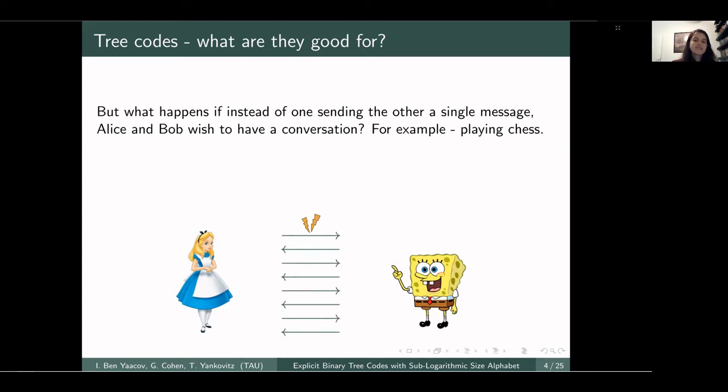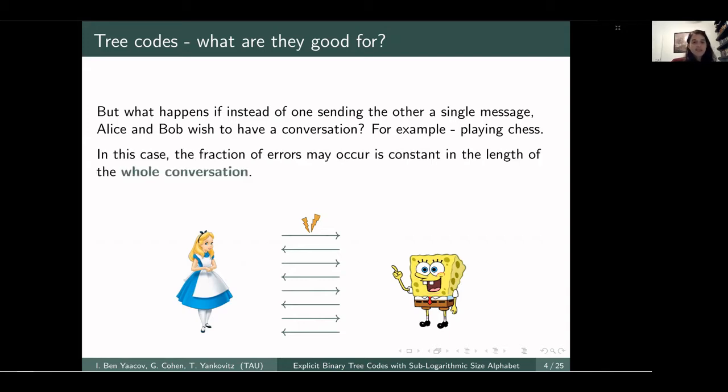Here we consider a different setting. What if, instead of sending a single message, the two parties want to have a long conversation? In this case, each message depends on the prefix of the conversation carried so far, and the fraction of errors that may occur is a constant in the conversation's length. Applying a standard error correcting code won't provide a satisfactory solution, since to interrupt the conversation, all the adversary needs to do is corrupt a single message. This costs a vanishing fraction of errors in the length of the interaction.